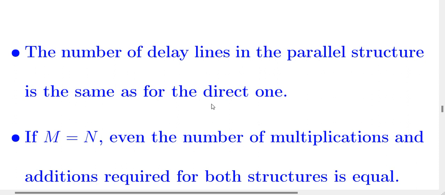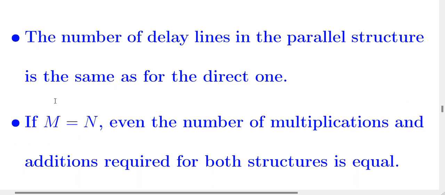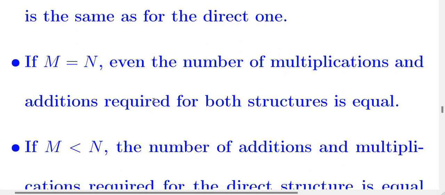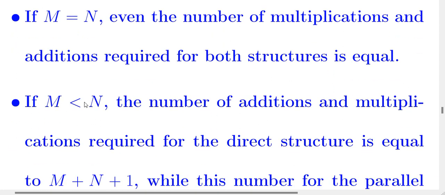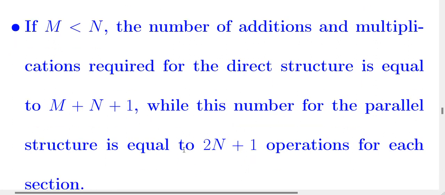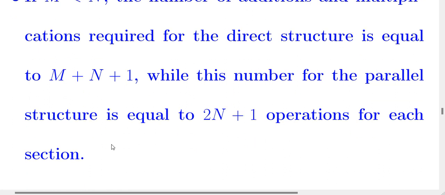The number of delay lines in the parallel structure is the same as for the direct one. If m is equal to n, even the number of multiplications and additions required for both structures is equal. If m is less than n, the number of additions and multiplications required for the direct structure is equal to m plus n plus 1, while this number for the parallel structure is equal to 2n plus 1 operations for each section.